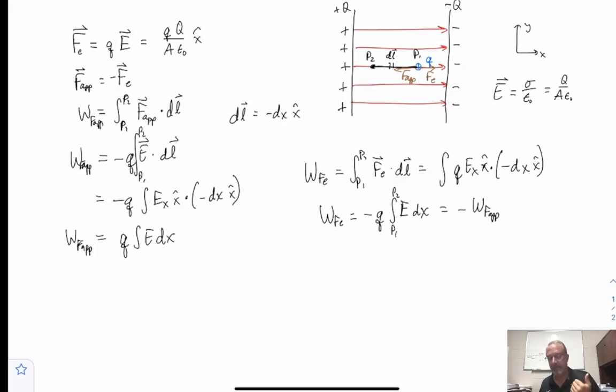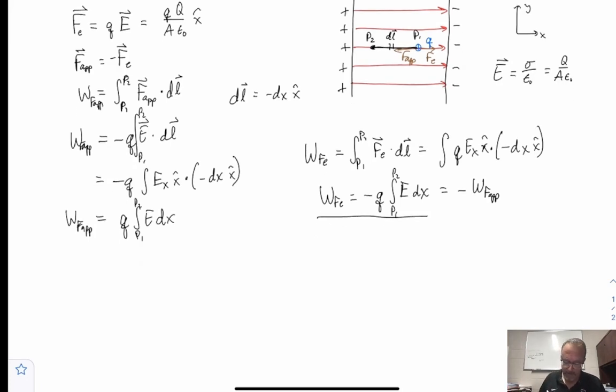That makes sense because the applied force and the electric force are in different directions, but they end up doing opposite amounts of work. So a negative amount of work. If a charge moves against an electric field, the electric force does negative work. And again, the applied force does positive work.